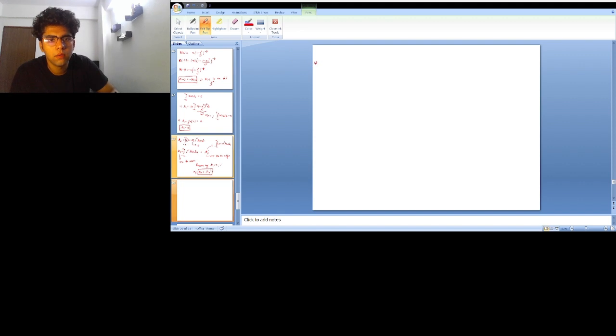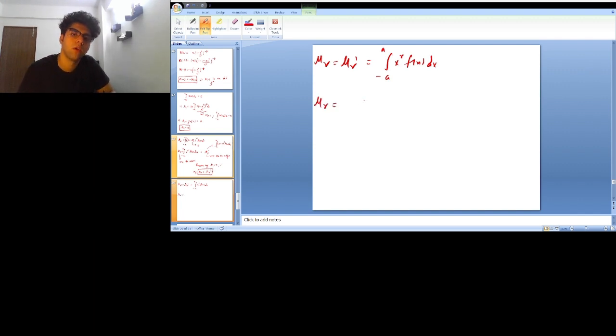So my mu r is equal to mu r dash, which is equal to the integral of x to the power r f(x) dx from minus a to a. Now I'll be taking out y0 from this integral because it's a constant term, so I can write y0 integral from minus a to a of x to the power r (1 minus x square upon a square) raised to the power minus p dx.